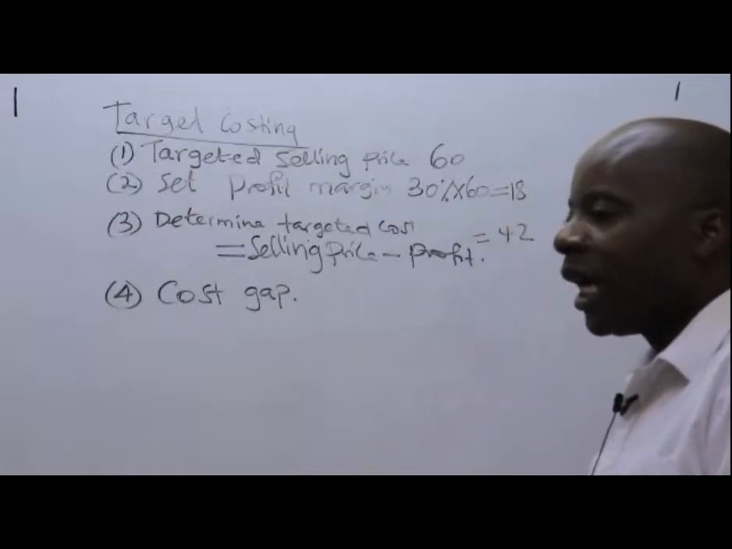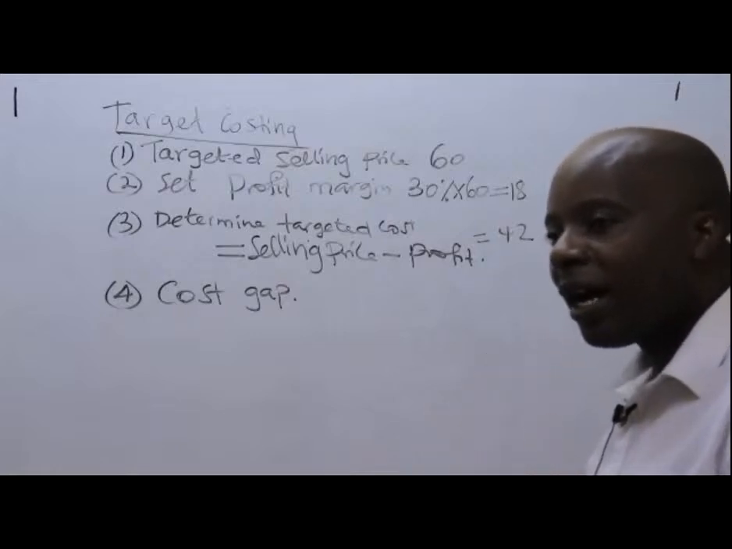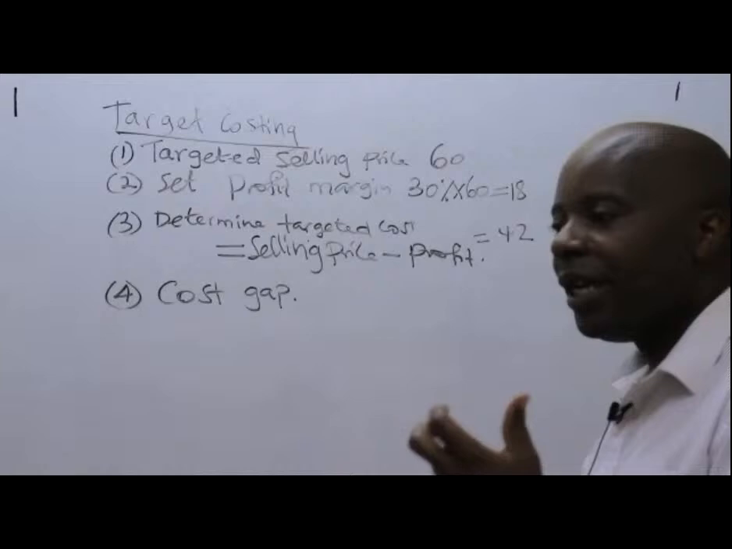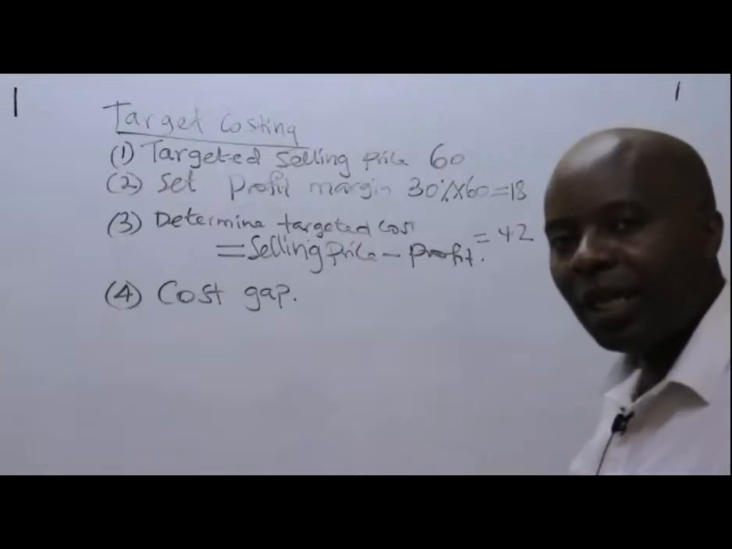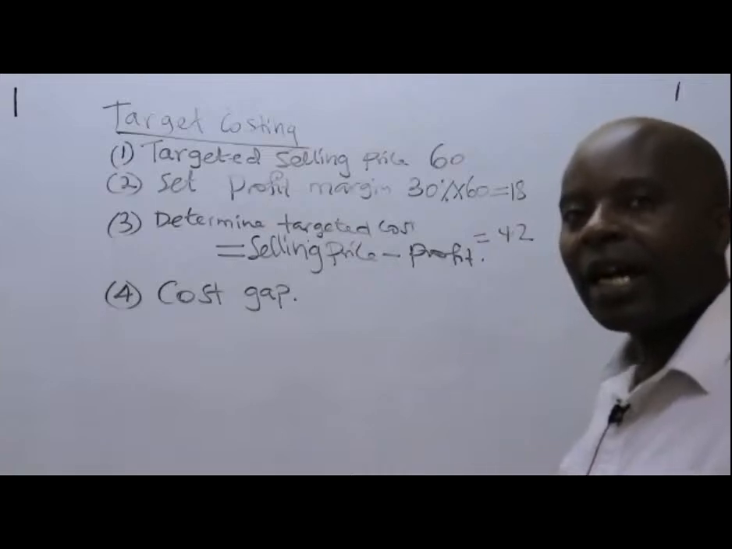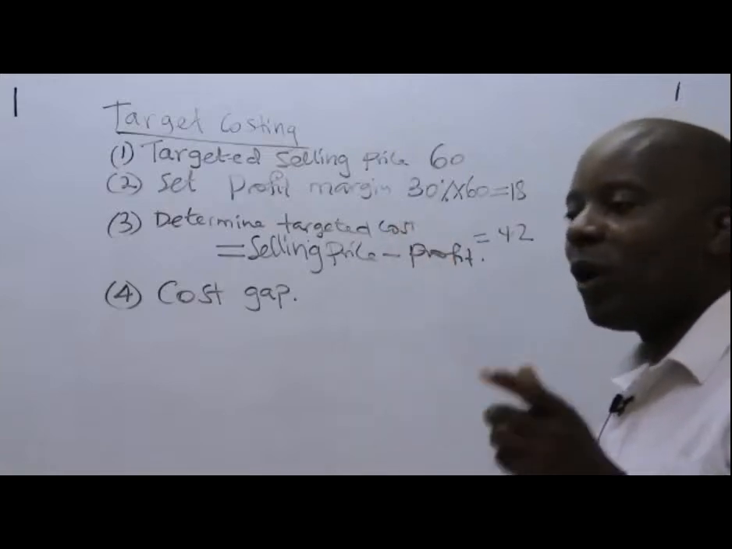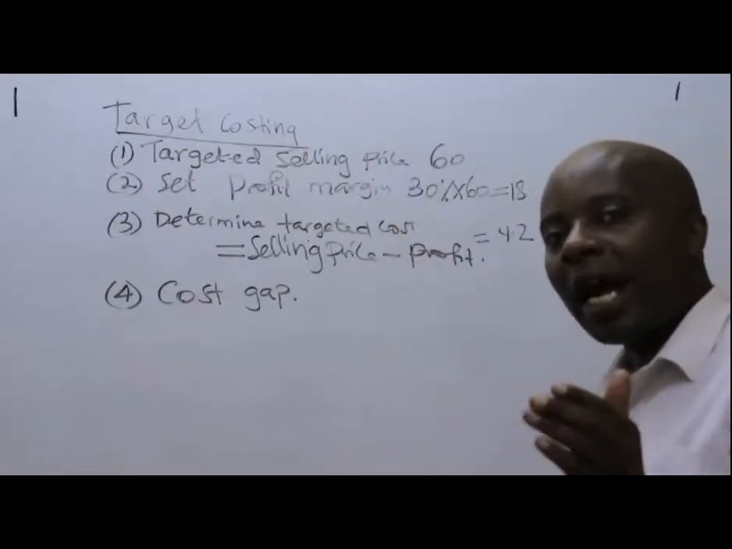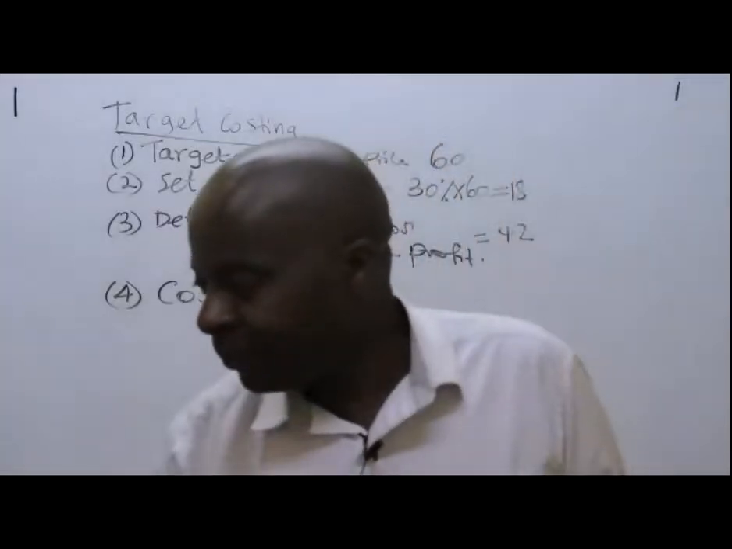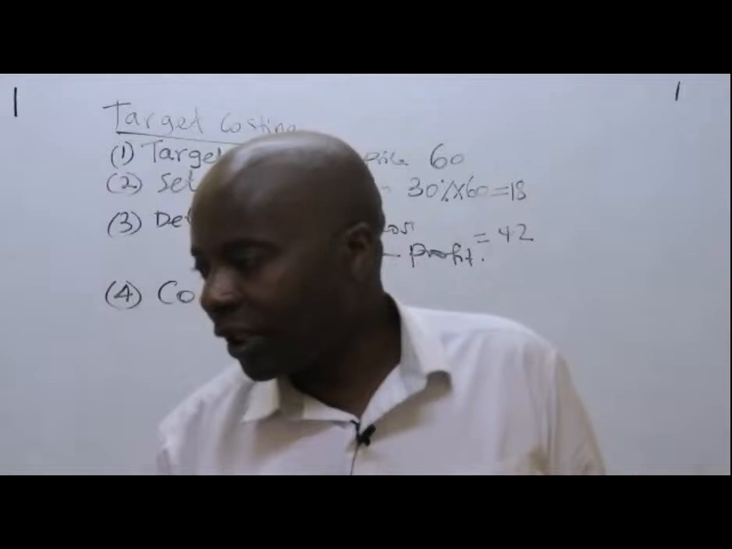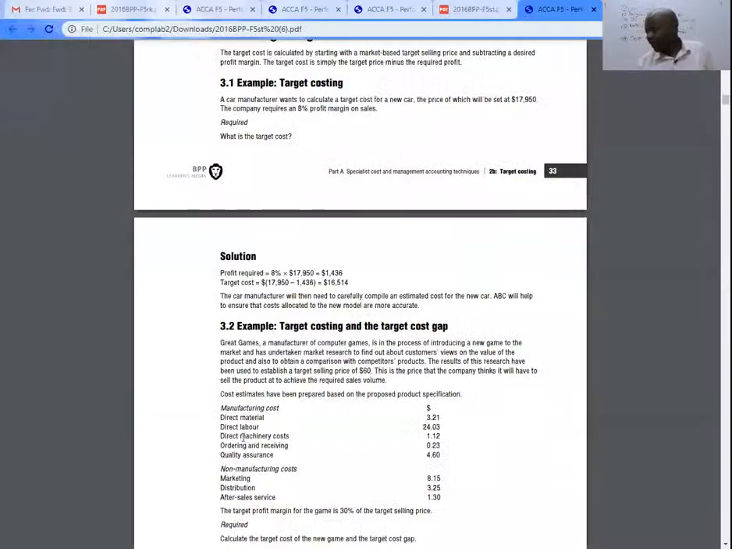Now, ladies and gentlemen, from there, I will ask myself, do I have any gap? My gap here will be the difference between the projected or rather actual cost vis-a-vis our targeted cost. So I would want to get my projected actual manufacturing cost, and this examiner has given us the actual manufacturing cost. They are here. They have given us cost estimates prepared based on the product specification. For this manufacturing and non-manufacturing cost, you are supposed to add all of them.